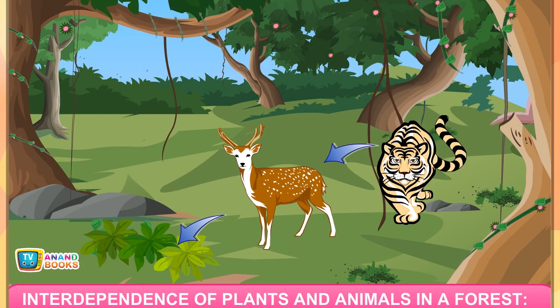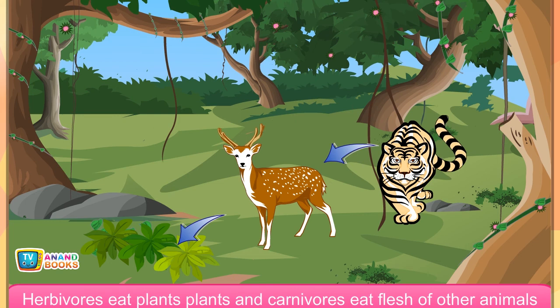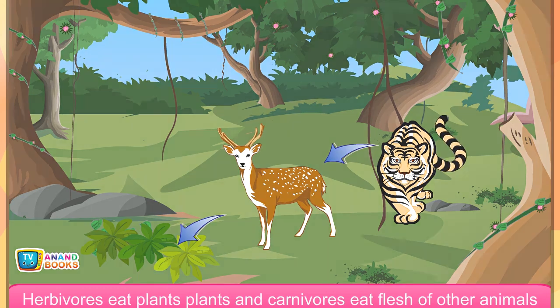Interdependence of plants and animals in a forest. The plants and animals in a forest depend on each other for survival. Plants are autotrophs or producers as they produce their own food. All animals are heterotrophs called consumers. Herbivores eat plants and carnivores eat the flesh of other animals, herbivores. Omnivores eat both plants and animals.